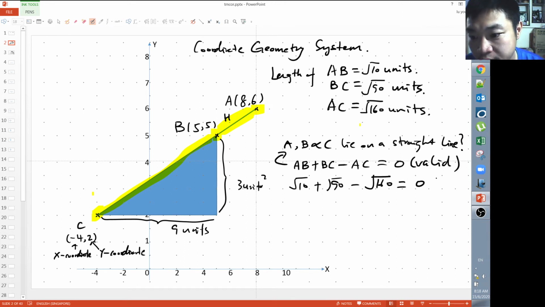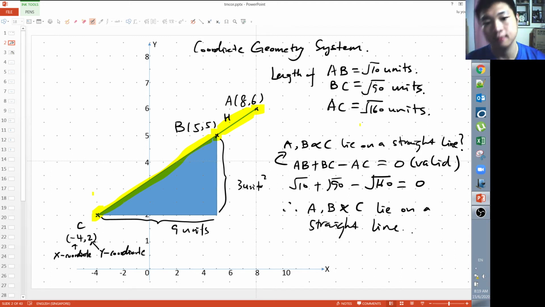Once you can prove that this is valid, therefore, by the way, this is the symbol for therefore in math, A, B, and C lie on a straight line. At the same time, you can see from this graph that they all start from point A. You have your AB, you start from A. You have your AC, you start from A as well. So they start from the same point. That's how you prove the 3 points are on a straight line. Pretty interesting, right?